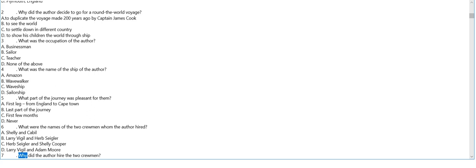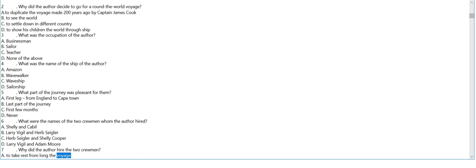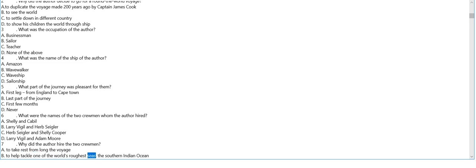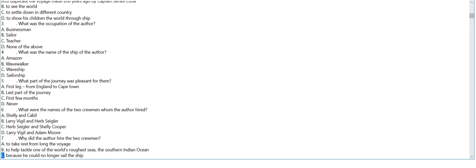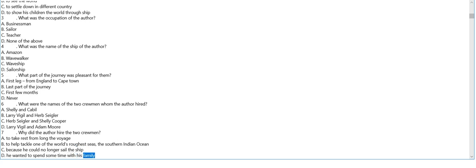7. Why did the author hire the 2 crewmen? A. To take rest from the long voyage. B. To help tackle one of the world's roughest seas, the Southern Indian Ocean. C. Because he could no longer sail the ship. D. He wanted to spend some time with his family.